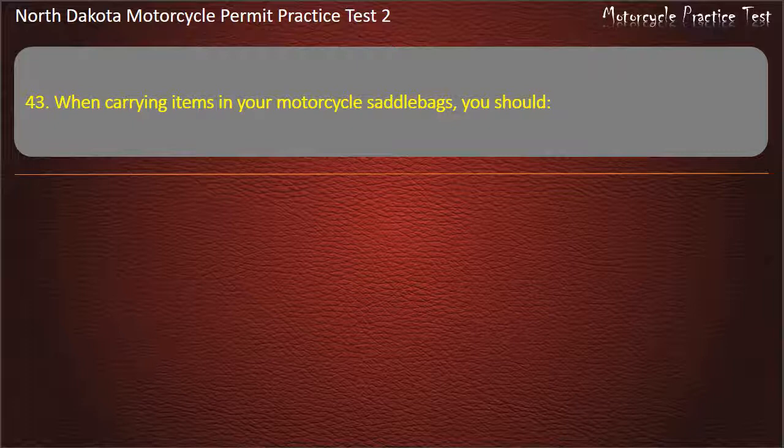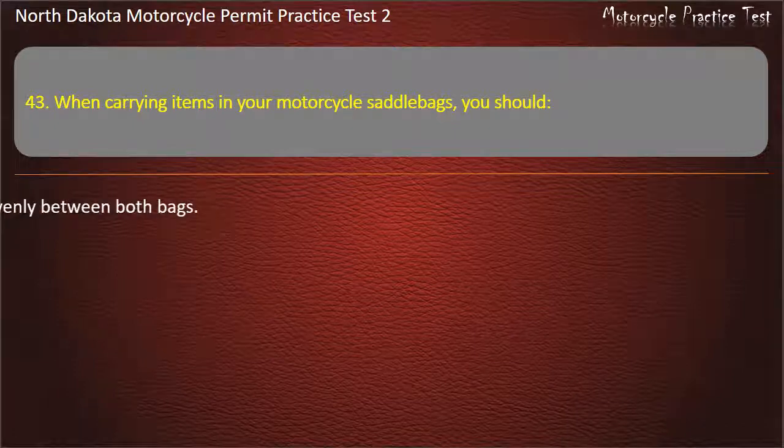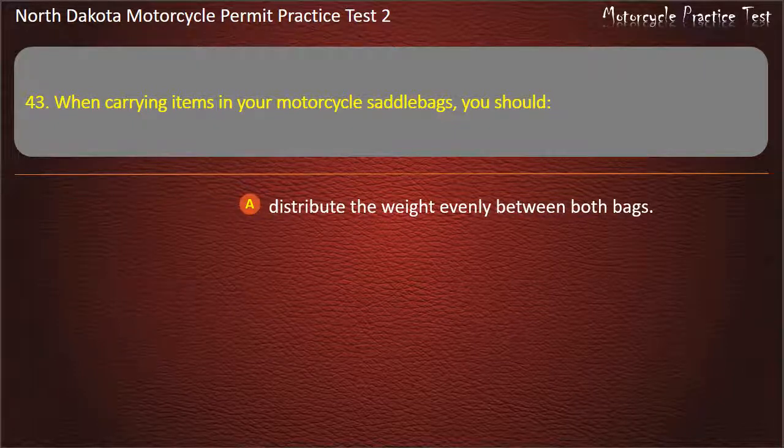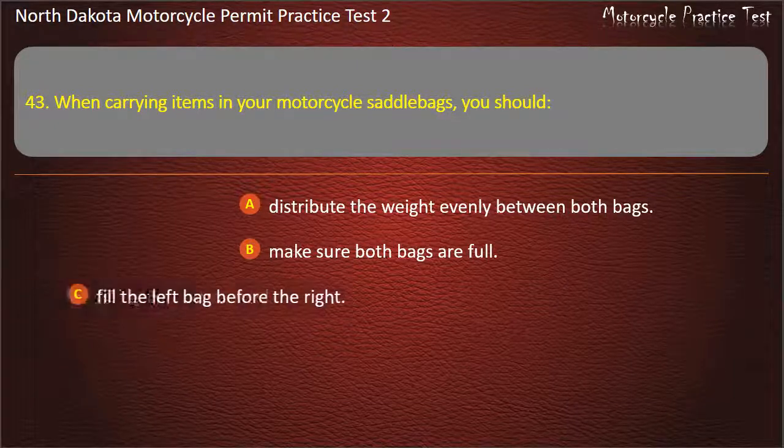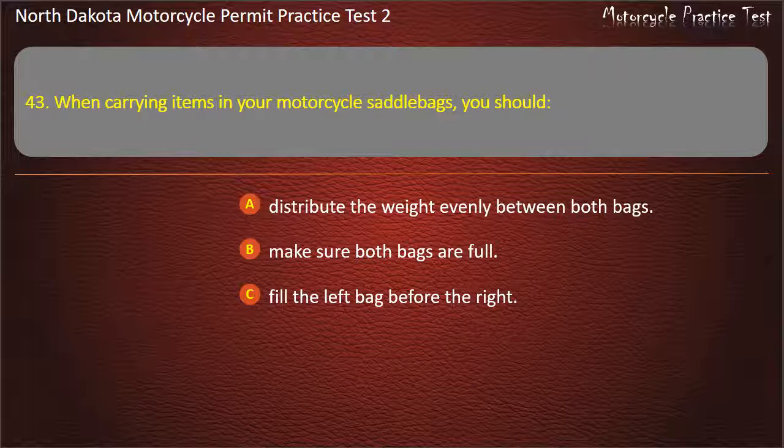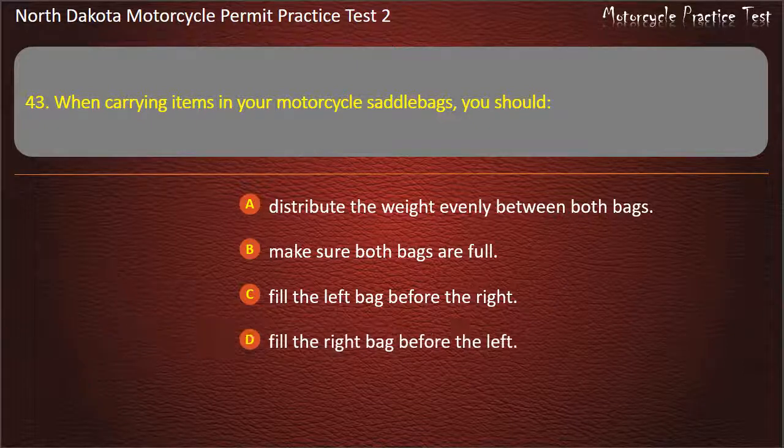Question 43. When carrying items in your motorcycle saddlebags, you should distribute the weight evenly between both bags, make sure both bags are full, fill the left bag before the right, fill the right bag before the left. Answer: distribute the weight evenly between both bags.